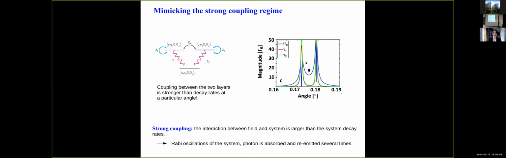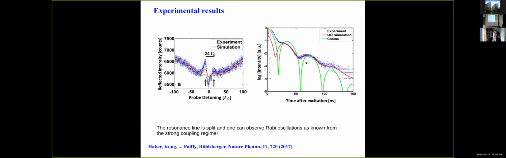And this being said, let me show you also some experimental results. The experiment was performed at PETRA, at the Hamburg synchrotron in Germany, by the group of Rölsberger. And indeed, in energy, what you see here is reflectivity as a function of detuning. Instead of seeing a single line as we should, we see a split line. And this has to do with the equivalent of vacuum splitting in cavity QED. And in time, because of the splitting, we see the Rabi oscillations.